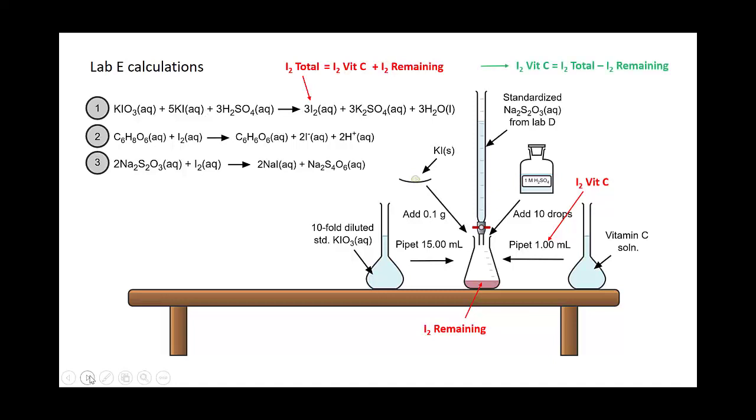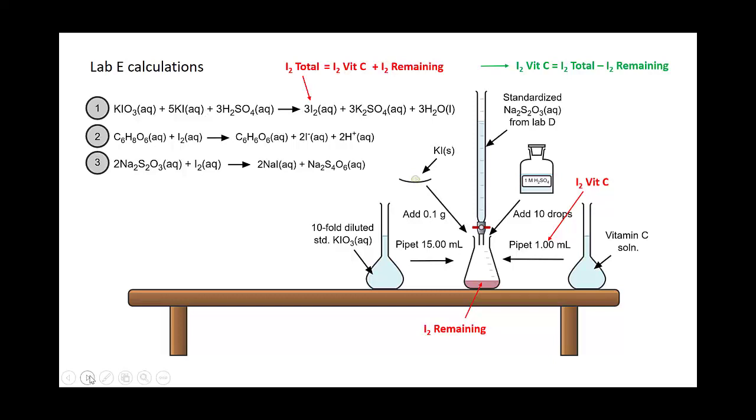Ultimately, the way that you will be calculating the amount of I2 that reacted with the vitamin C is that you will determine the I2 total based on equation number 1, and you will subtract the I2 remaining, which is based on the titration, the volume and the concentration of the sodium thiosulfate, and equation number 3. So that's the experimental setup.